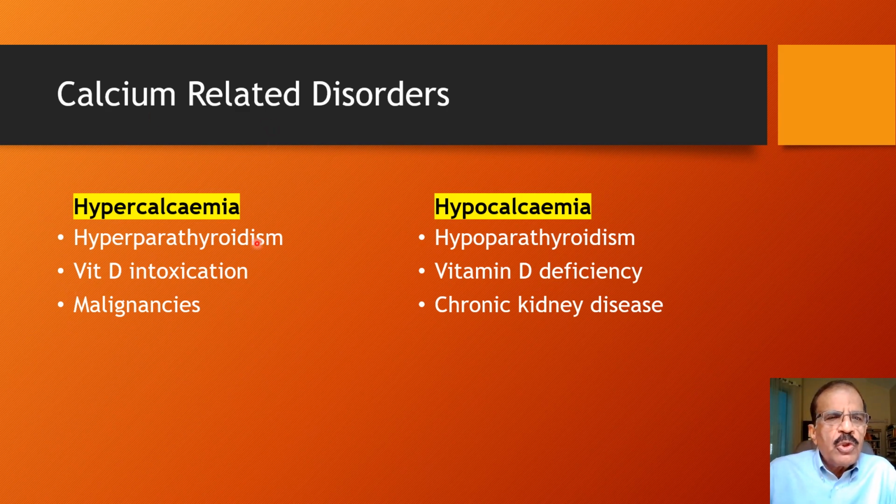Calcium related disorders, we can classify into two groups: those conditions which can cause hypercalcemia and those conditions which can cause hypocalcemia. Here I'm only going to present the summary. Hyperparathyroidism, vitamin D intoxication and malignancies cause hypercalcemia, and hypoparathyroidism of various types, vitamin D deficiency, and chronic kidney disease are the main examples of hypocalcemia. Of course, you can find a longer list in the book, but these, in my opinion, are more important, and you need to memorize only these three.